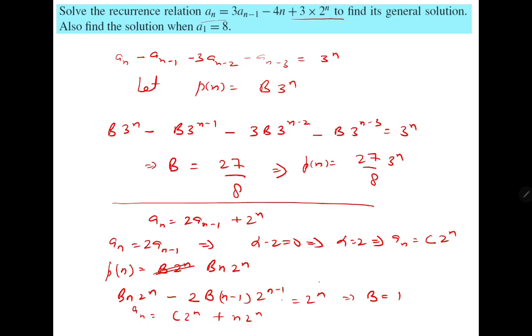Now comes the last question, which says to solve the recurrence relation an is equal to 3a(n minus 1) minus 4n plus 3.2 raised to the power n. We need to find its general solution, and also we need to find the solution when a1 is equal to 8. So for the general solution, first I have to solve the homogeneous part. So an is equal to 3a(n minus 1). That gives me alpha is equal to 3. Alpha is equal to 3 implies an is equal to c 3 raised to the power n.